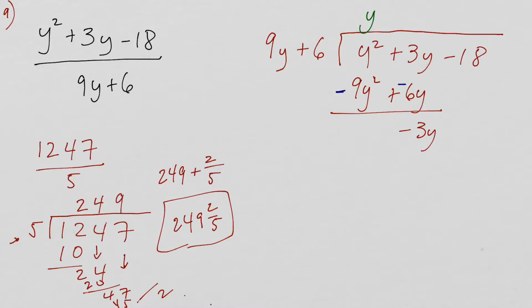And just like over here, when we got this 2, the next thing we did is we dropped down the next item. So I'm going to do that here. I'll drop down the next item. Okay.